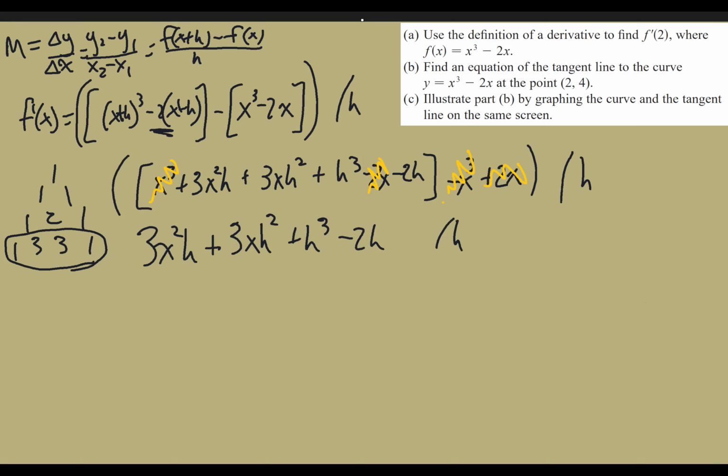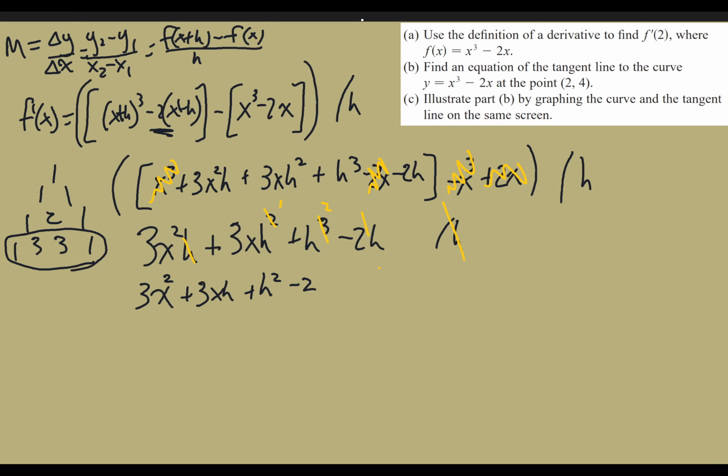Let's cancel right now. That h goes, that h goes. This becomes an h squared. This becomes an h to the 1. This h goes away. What am I left with? 3x squared plus 3xh plus h squared minus 2. Now we remember that our points are going to come infinitely close together.